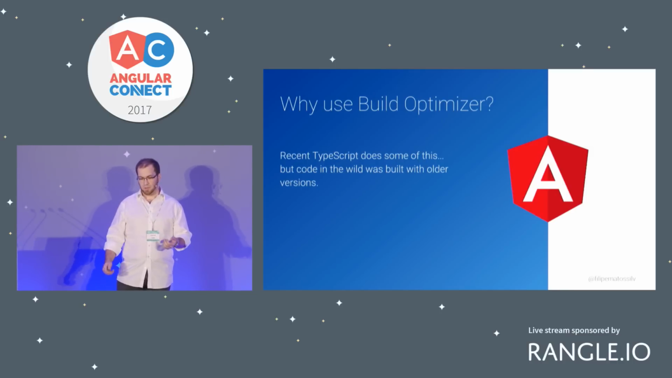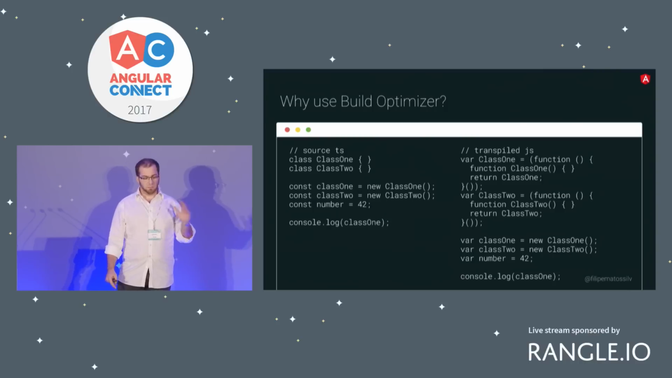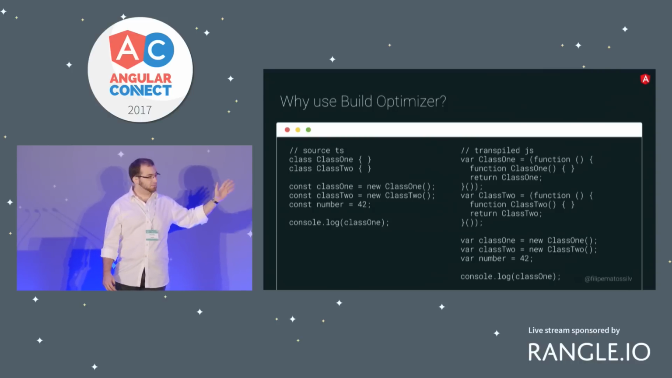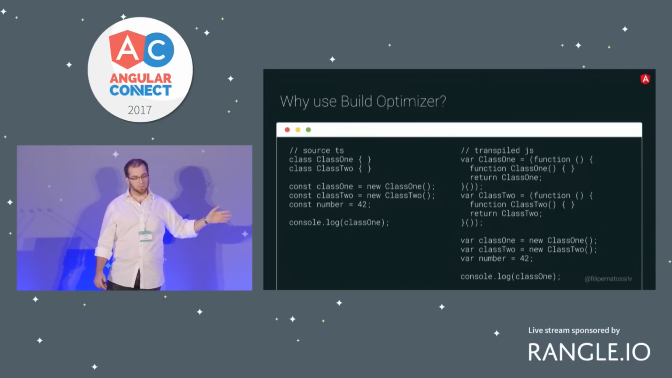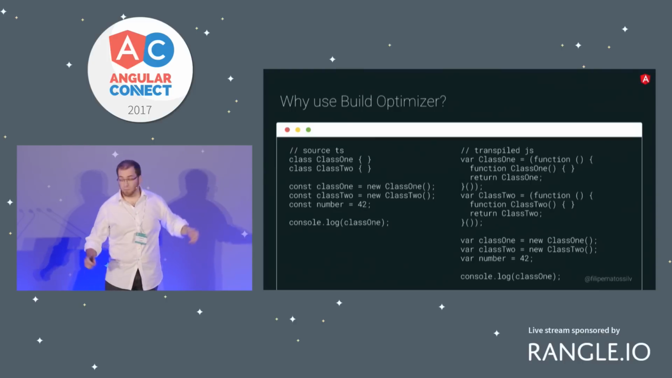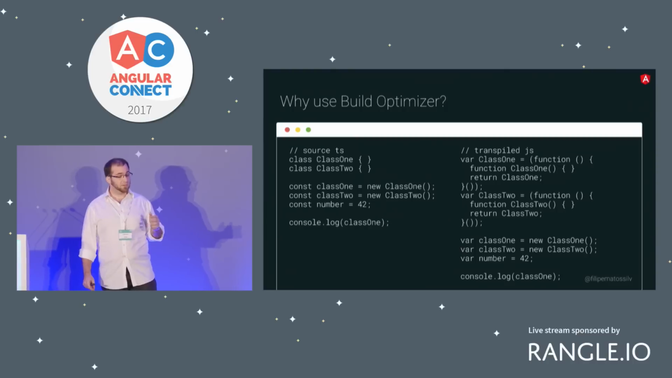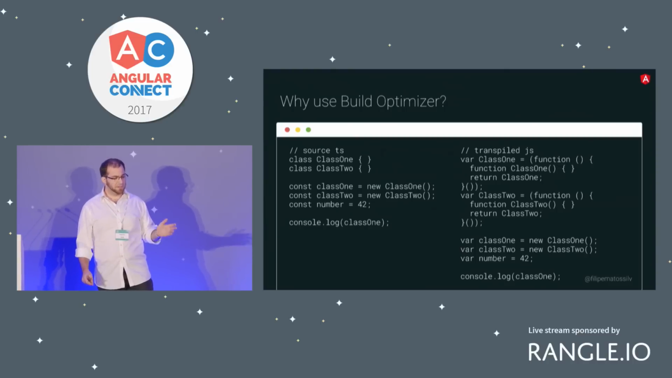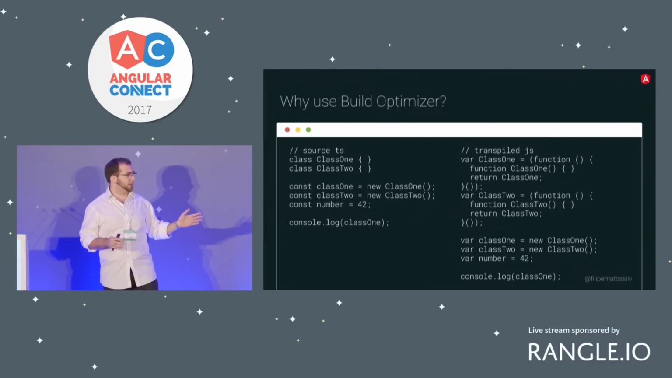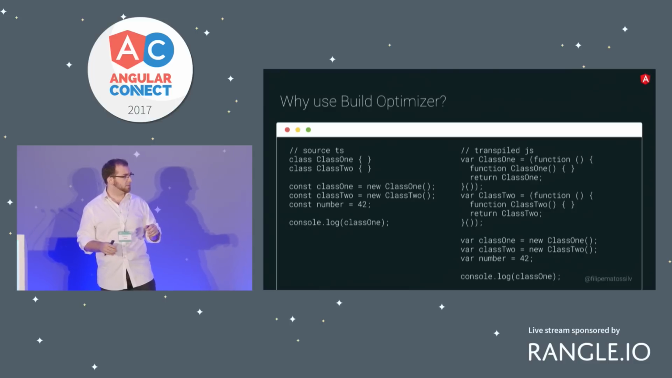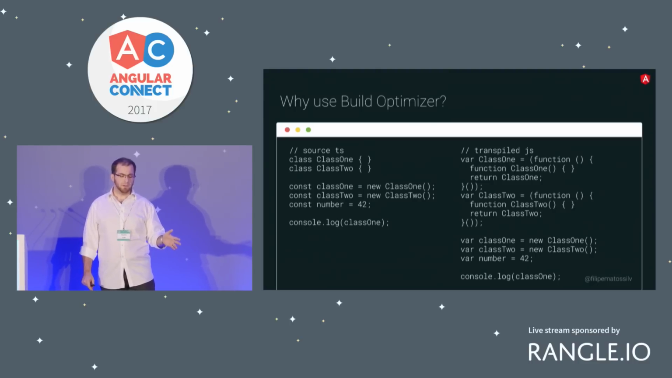Let's see an example of what I'm talking about here. So I have some code. I hope that everyone can read this. On the right, you can see the source TypeScript. And on the left, you see the transpiled JavaScript. So you have a couple of class declarations that get transformed into a couple of functions, and we're looking at a total of 5 declarations here. One for each class, one for each class instantiation, and also one for a number. But only class 1 is used here.